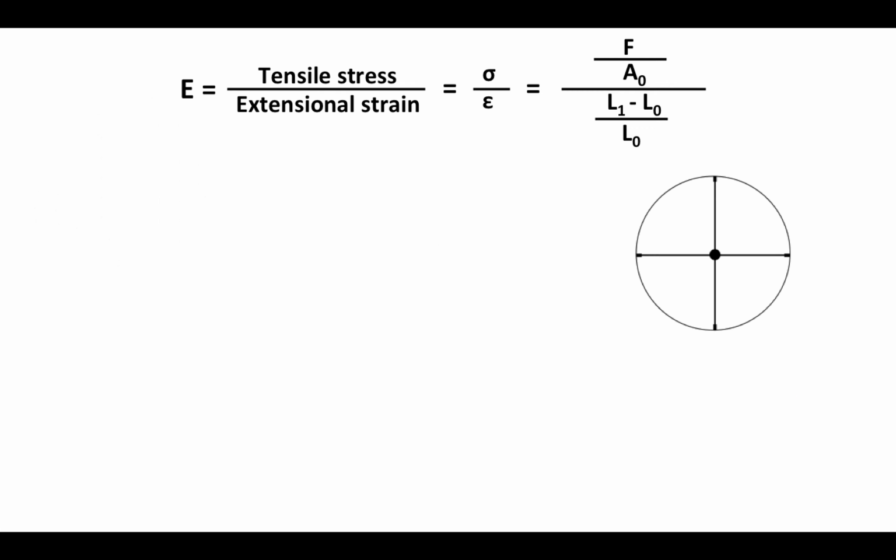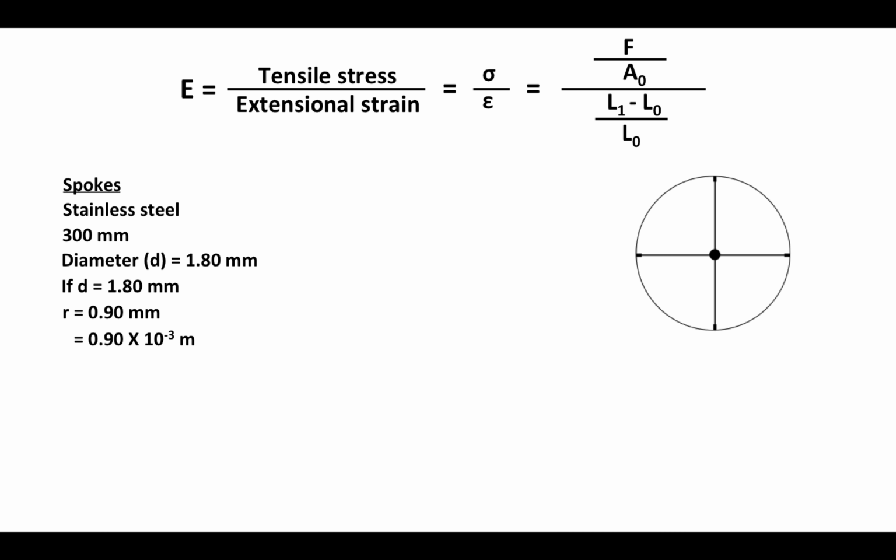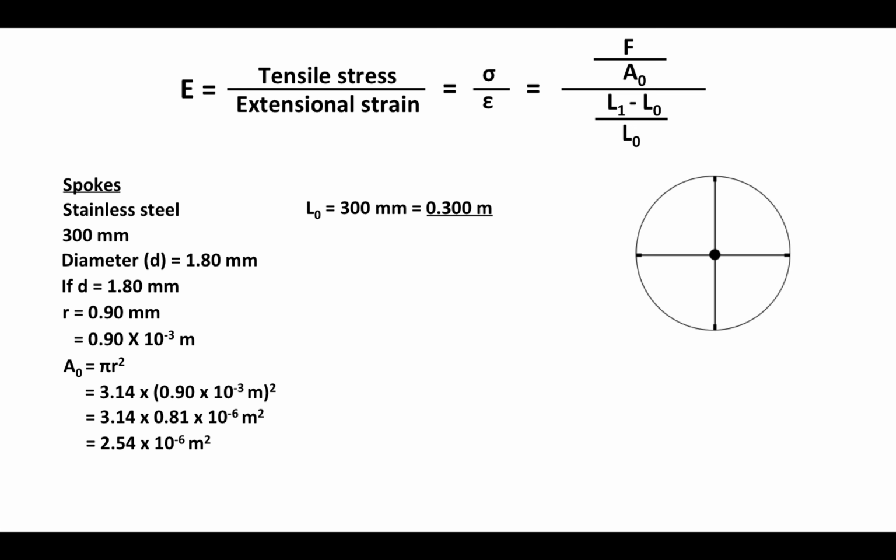Let's look at a simple graphic for a wheel. The wheel is laced up with stainless steel spokes of a length of 300 millimeters. Let's say they have a diameter of 1.8 millimeters. There's our radius, 0.9 times 10 to the minus 3 meters. And if we calculate the area of the spoke, this time in square meters instead of square millimeters, we're going to get this expression here, 2.54 times 10 to the minus 6th meters squared. L0 is 300 millimeters or 0.3 meters.